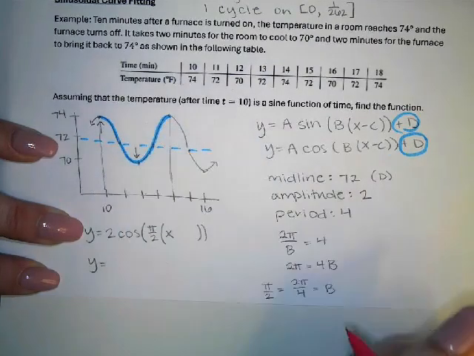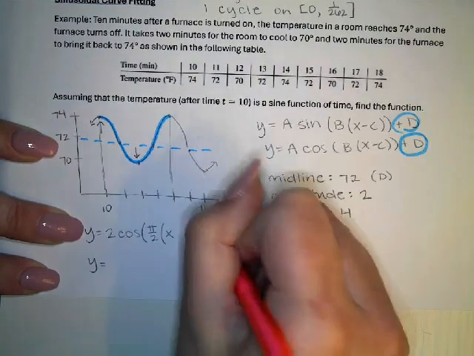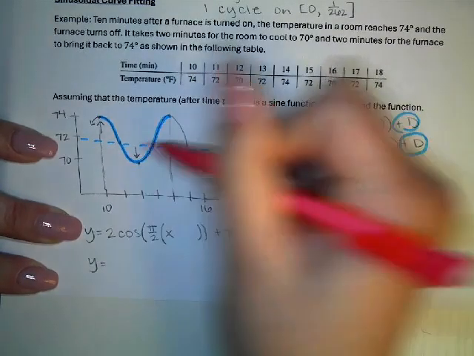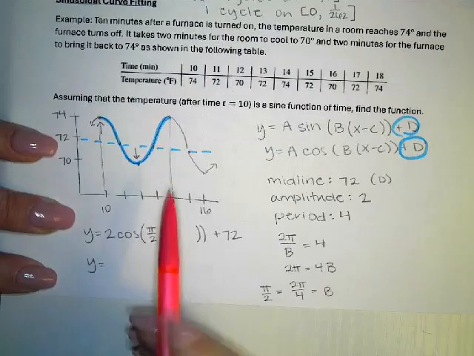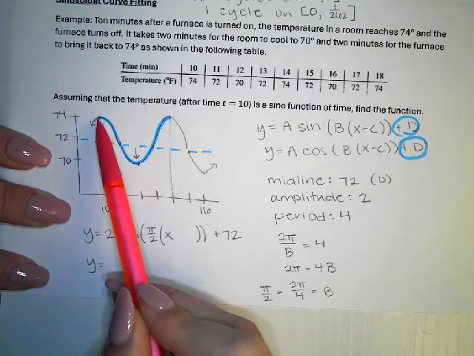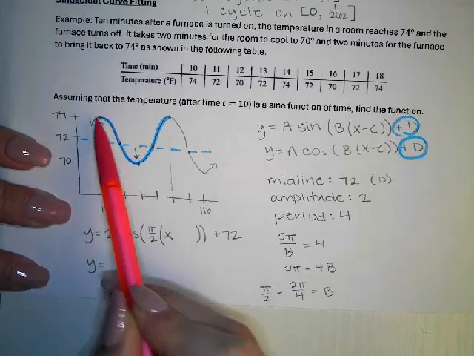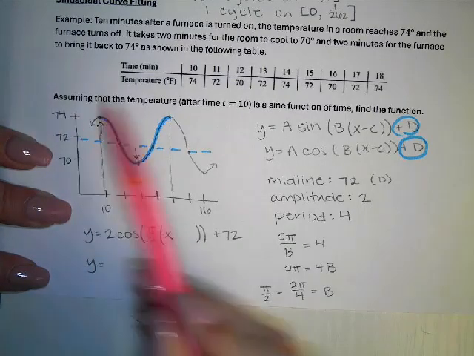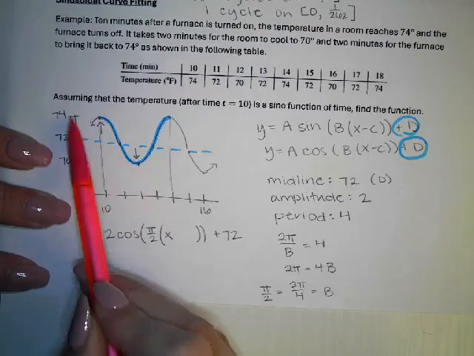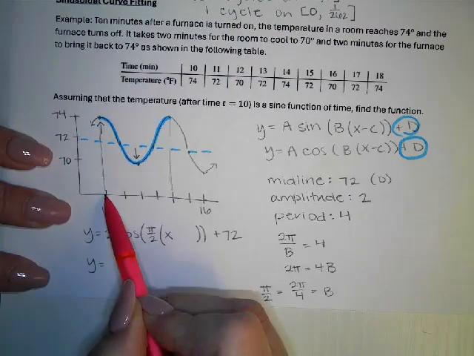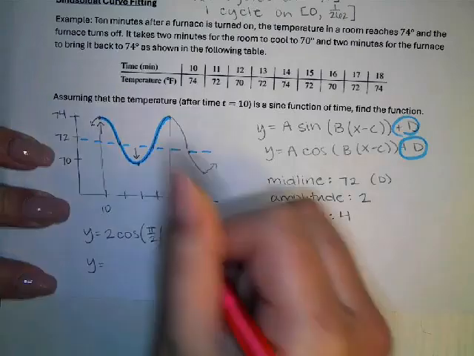And all I need to figure out is how did they make the graph start here at positive 74 instead of starting on the x-axis at 74? Because this graph has been shifted to the right, and it's starting at an x value of 10, shifted to the right. So in here, I would just need to write x minus 10. So this would be a cos equation that would give me the information that I need.